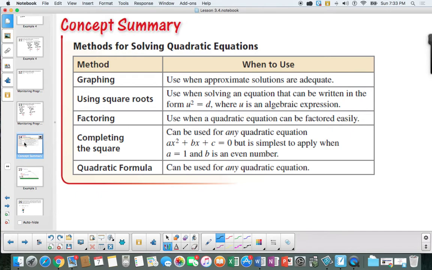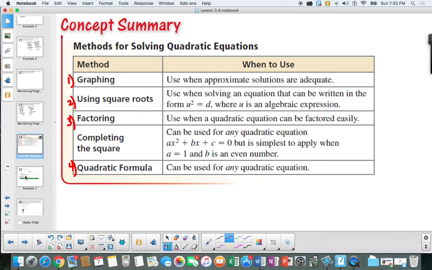So let's go ahead and summarize what we've been doing. We've been solving quadratic equations, and one of the ways we've been using is graphing. Another way is using square roots. Using factoring, we did not complete the square, but we did it to get the quadratic formula, and our fourth way is the quadratic formula.